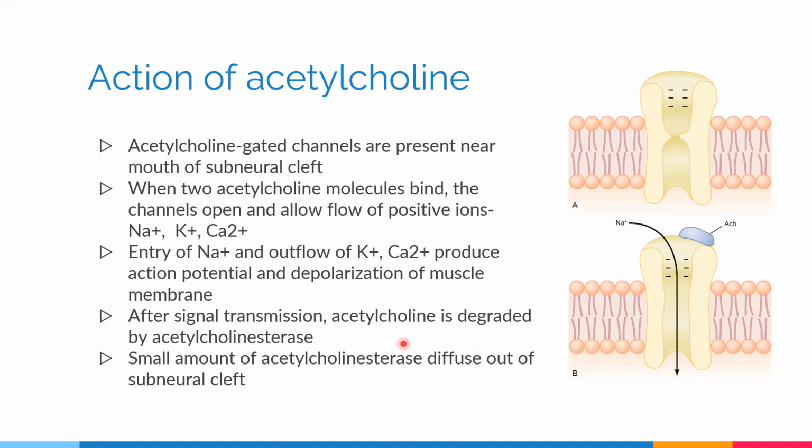After signal transmission, once the work of acetylcholine is done, it is degraded by the enzyme acetylcholine esterase. Small amounts of acetylcholine esterase diffuse out of the subneural cleft, as well as small amounts of acetylcholine that did not bind to such gates, and are then degraded elsewhere by acetylcholine esterase. Thus acetylcholine is removed from the subneural cleft after its action is done.